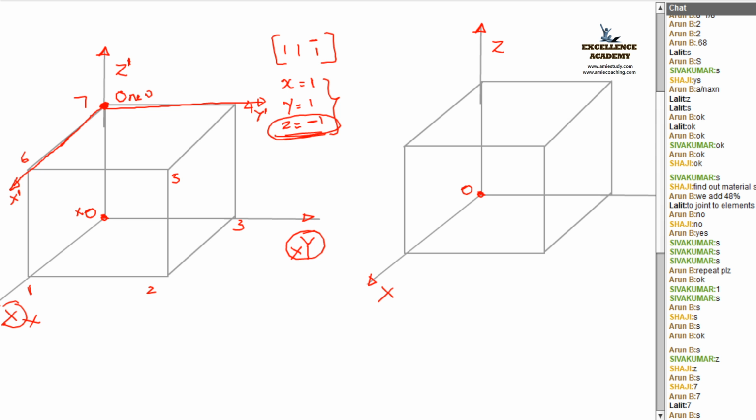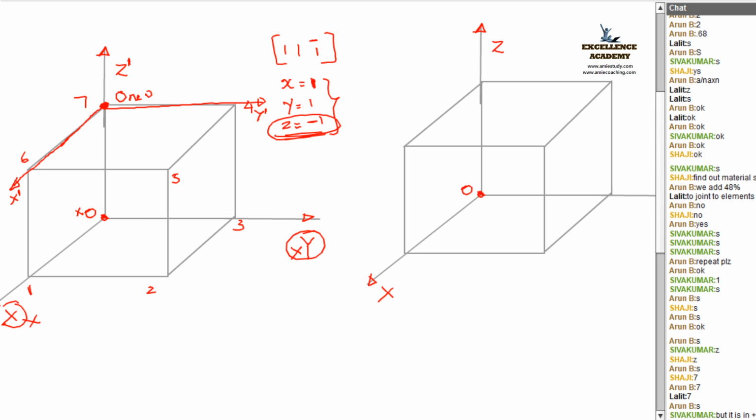Now we can plot. x is equal to how much? X is equal to 1, isn't it? X is equal to 1. So conditions are there.